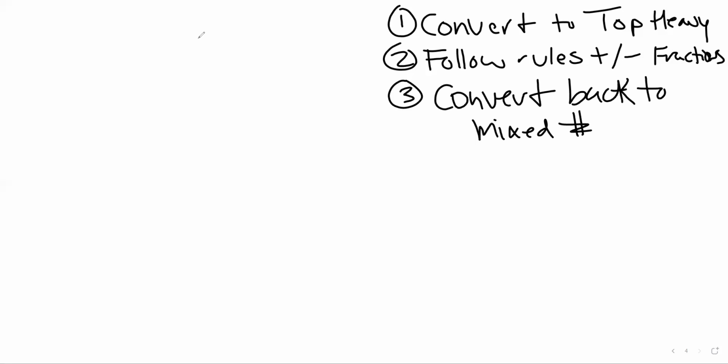Let's take something like 6 and 3/4, and we're going to add 1 and 1/8. Okay. So now this is where it kind of plays around a little bit. This is cool. This is why I did addition on this one, because I think we can play with this. So step 1, convert to top heavy fractions.